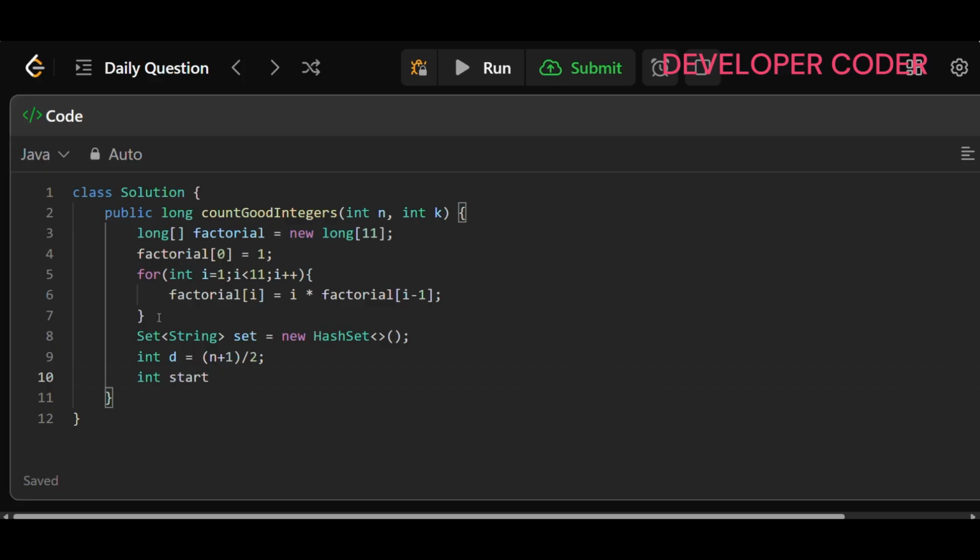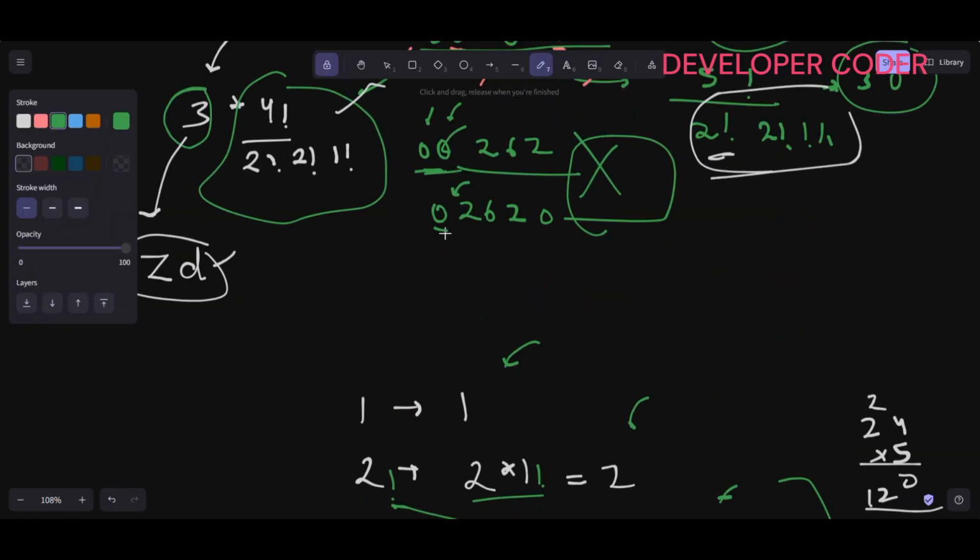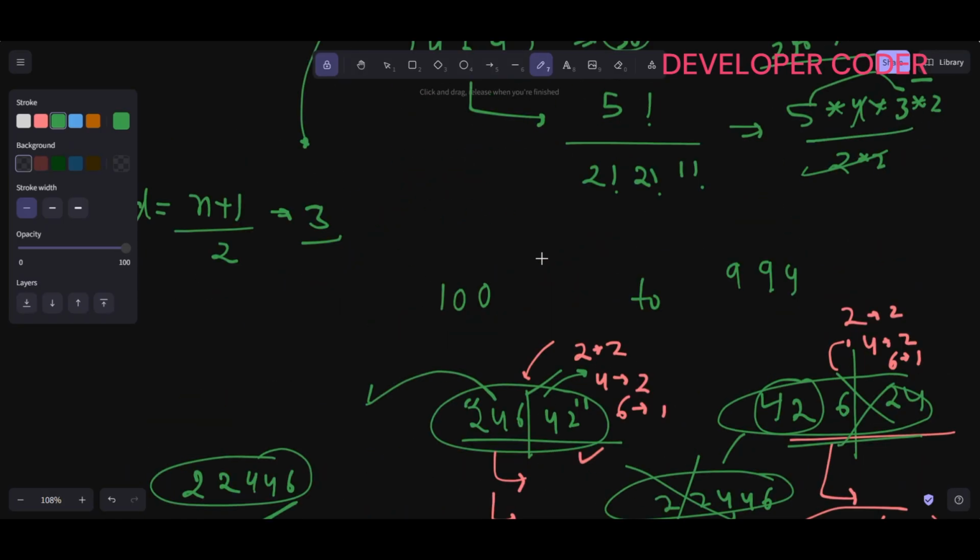Then your start and end. So how do you calculate start? Math dot power, and here 10 raised to power d minus 1. Why? I have already explained this as well. Let me just point out where I explained this.